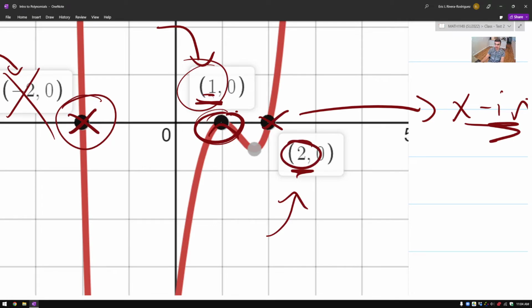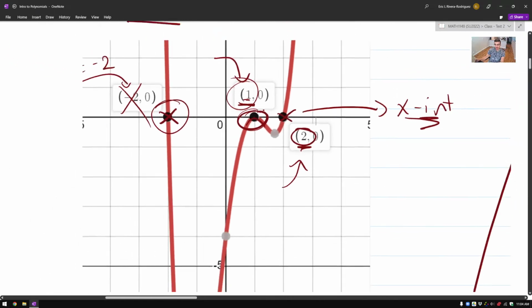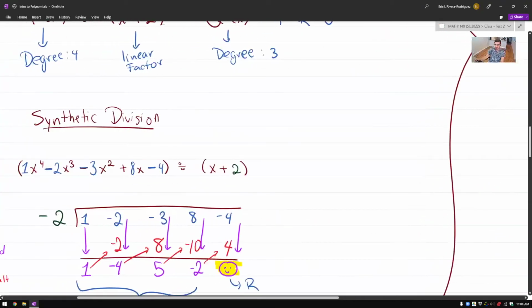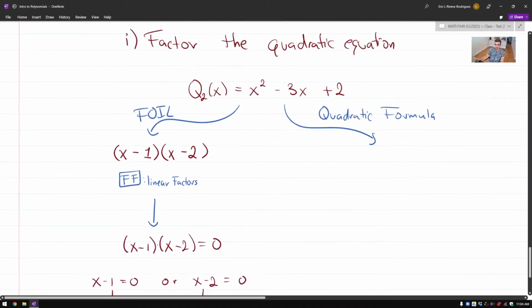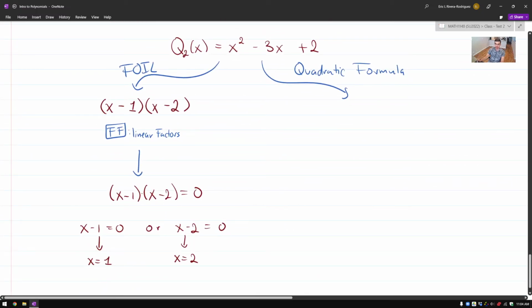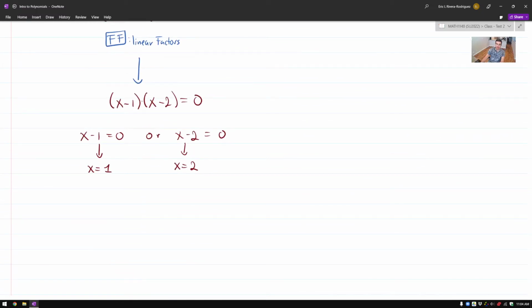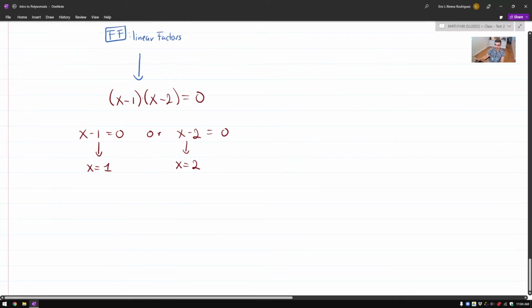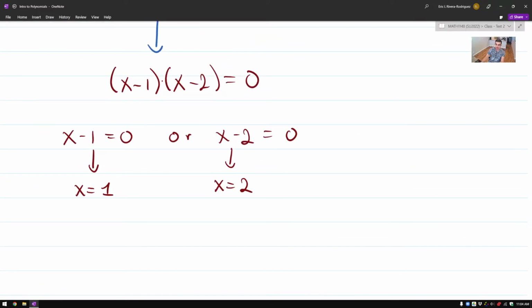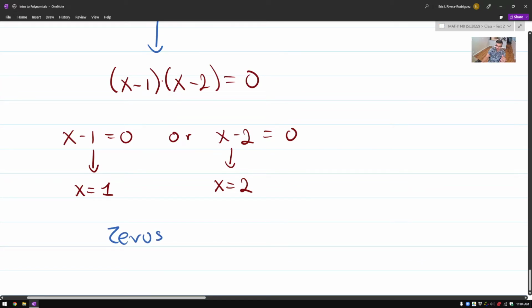And here's the other one, positive 2. So we have found it. Okay? So that is using the FOIL method. With the FOIL method, we start with getting the factor form, the linear factors, and then we got the zeros.